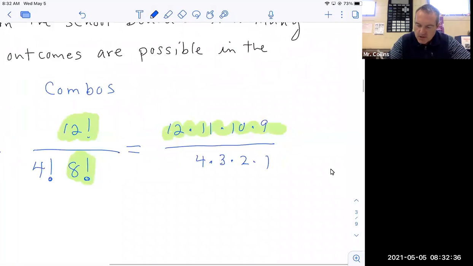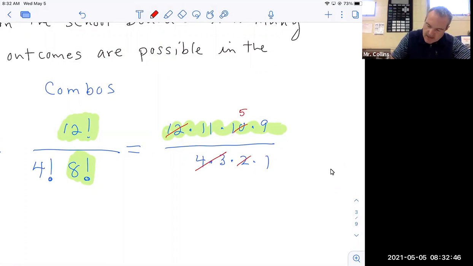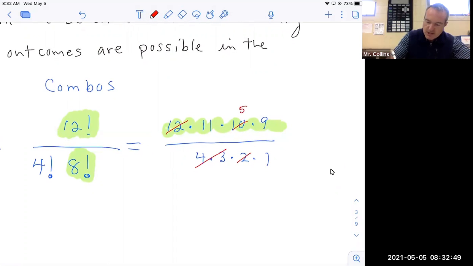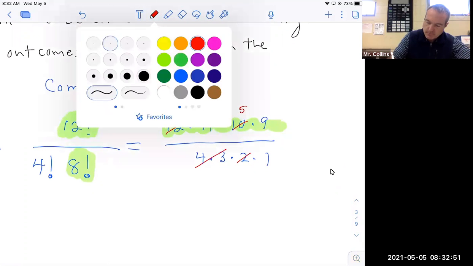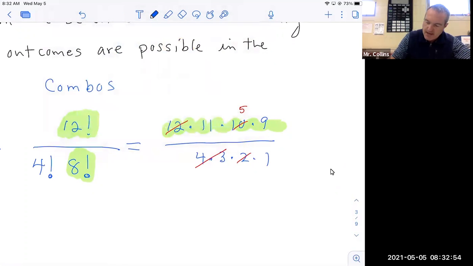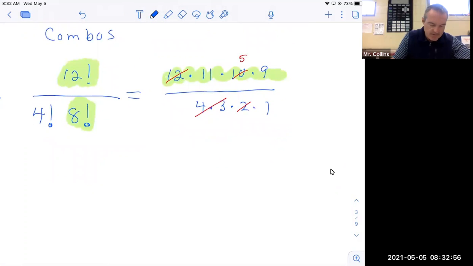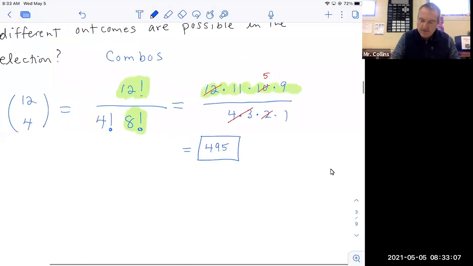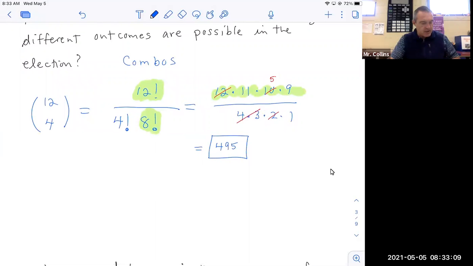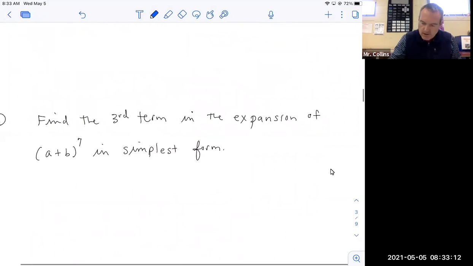And again, for most of these, you don't need a calculator because you've got some serious canceling, right? 4 times 3 is 12, so they knock out. You could take a 2 and a 10, which is 5 times. And then really you just have 11 times 5 times 9, that's 55. 55 times 9, which is 495. Right, so there's 495 outcomes in that election. All right, a couple more problems and we'll call it a day here.